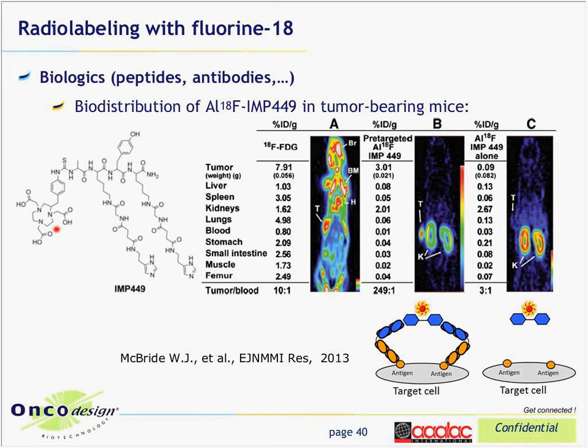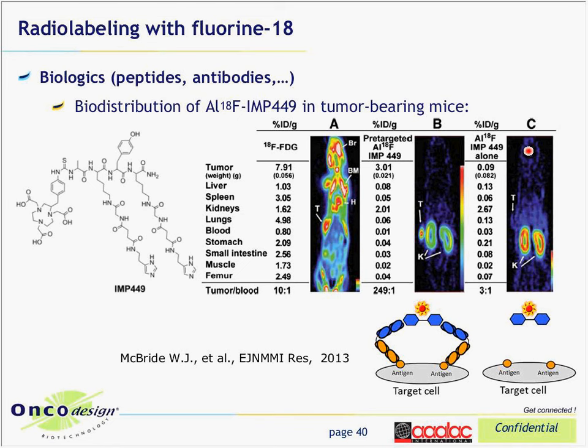And this fluorine 18 labeled peptide was injected in mice, and these mice were harboring tumors, and this peptide was used in the case of a pre-targeting technique. You have here the diagram that shows how it works. The target expresses two antigens. First, a bispecific antibody recognizing the antigen and the peptide was injected. In a second step, the labeled peptide was injected and images were acquired.